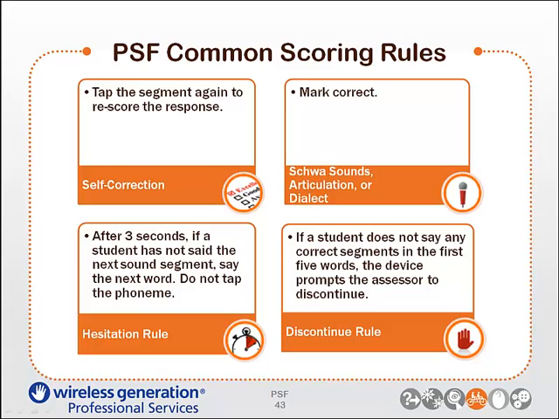There is a hesitation rule. After 3 seconds, if a student has not said the next sound segment, say the next word, do not tap the phoneme. For discontinue, if a student does not say any correct segments in the first 5 words, the device will prompt you to discontinue the assessment.